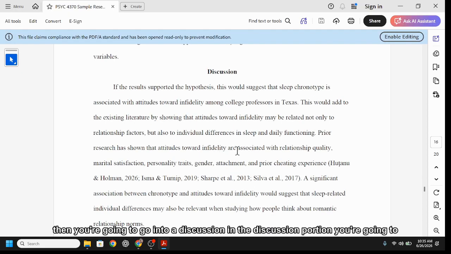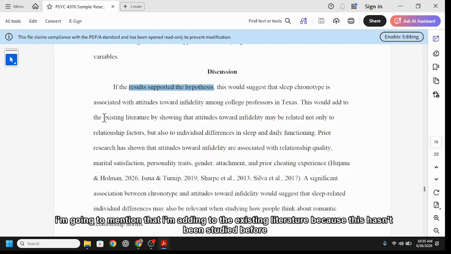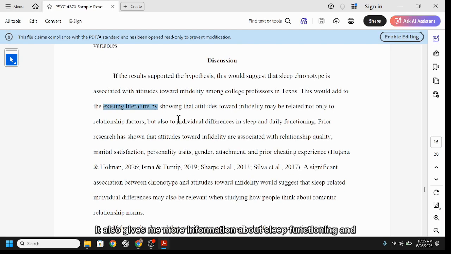Then you're going to go into a discussion. In the discussion portion, you're going to tell me what happens if your results support your hypothesis, and tell me what would happen if your results don't support your alternative hypothesis. I'm going to mention that I'm adding to the existing literature because this hasn't been studied before. It also gives me more information about sleep functioning and daily functioning.